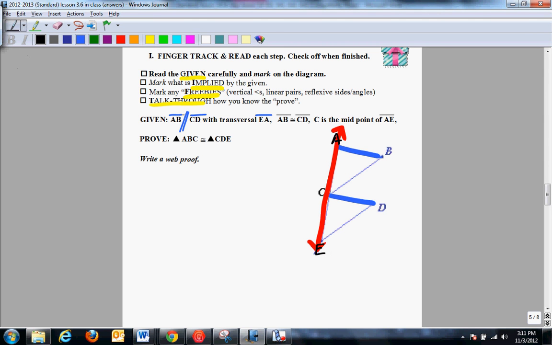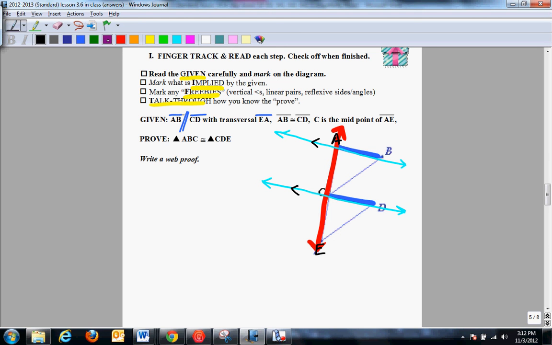Now, because they're parallel, it's important whenever you see parallel lines, just get in the habit of stretching them out. It's easier for your brain to recognize what you can do with that if you stretch these out. And they're parallel, so we're going to put the little arrow feathers here.